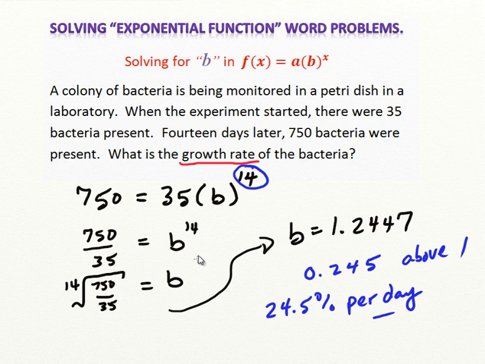The important thing to remember is when you're taking the roots that you're going to take the 14th root of this entire quotient. Make sure that is assessed first. And then secondly, make sure that once you get the base, you correctly extract the growth rate out of that base value. Okay, good. Let's take a look at an example that's going to work with decay.